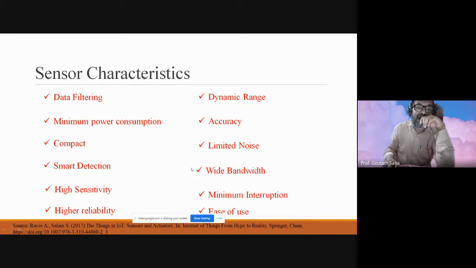Next is, what are the sensor characteristics of IoT? Data filtering, number one. Number two, minimum power consumption. That means, say, if your data has to be transmitted. So what I told you, this one, landslide sensor. Landslide sensors means what? Where will it be? Its server.